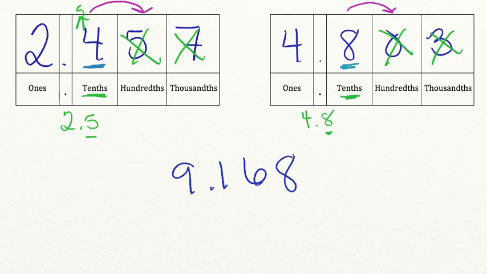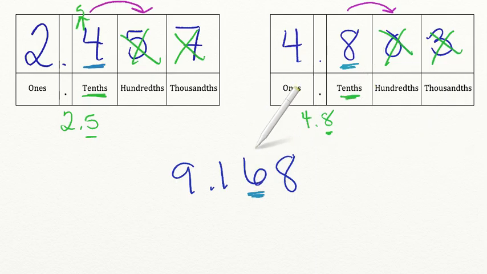Alright, our first step is to underline our place value that we're rounding to. So we need to look for our hundredths place. Well, we have our decimal, so we have our tenths place, and then our hundredths place. So I'm going to underline the hundredths place.